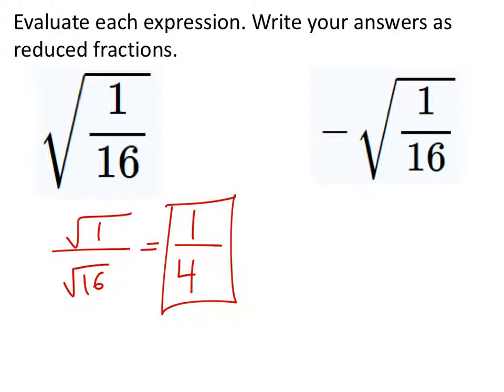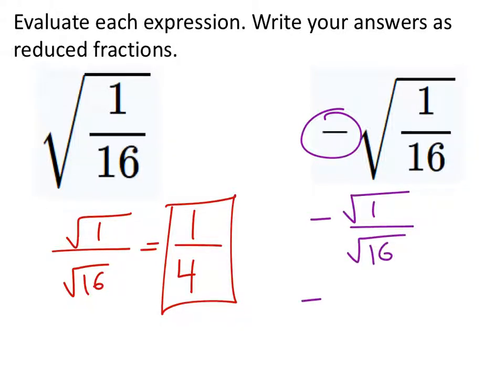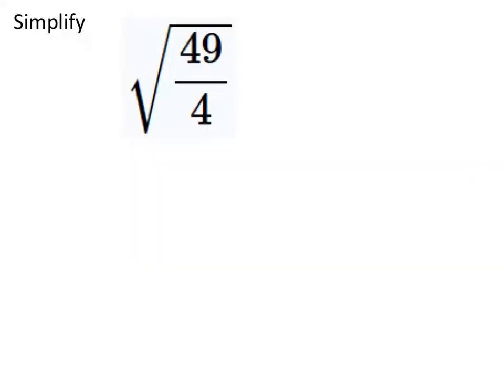Well, what does that mean for this next one? It's just got a negative in front. So if we broke it up, it's the negative square root of 1 over the square root of 16, which is the negative 1 over 4. So the negative in front there just makes the whole value negative. That's it. All right, why don't you guys take a moment and try this one.